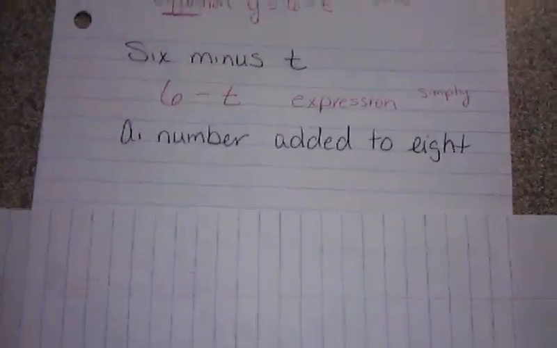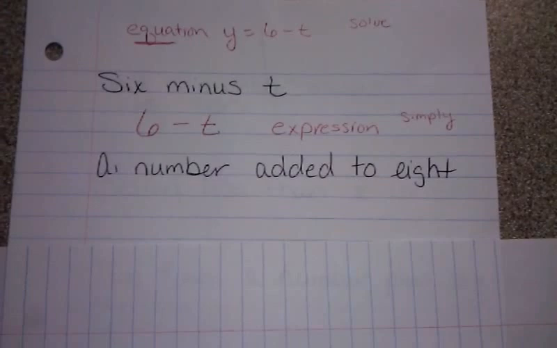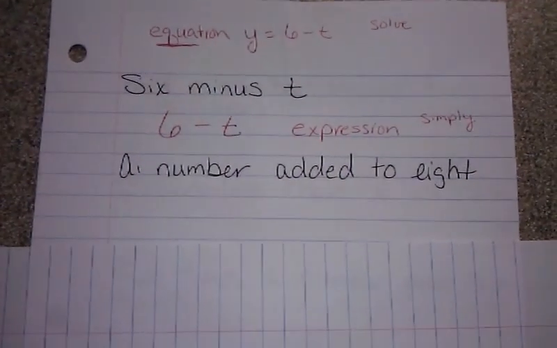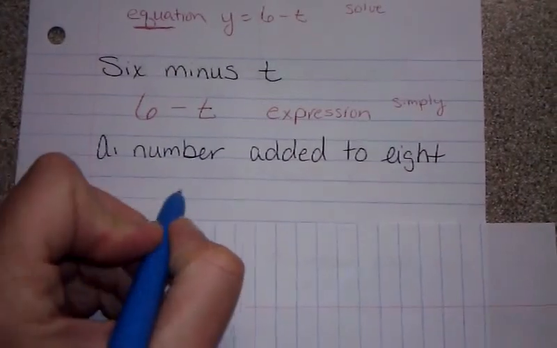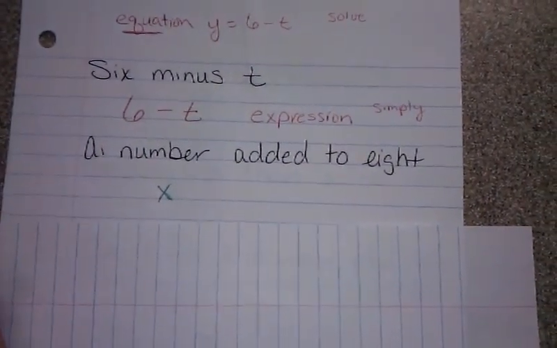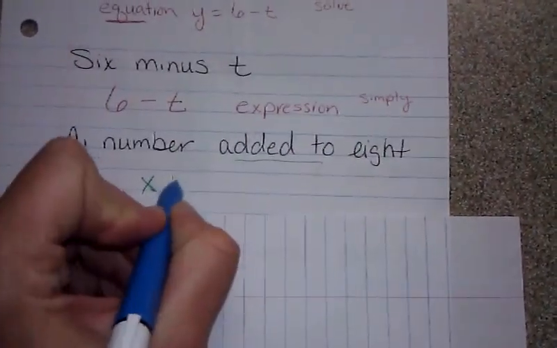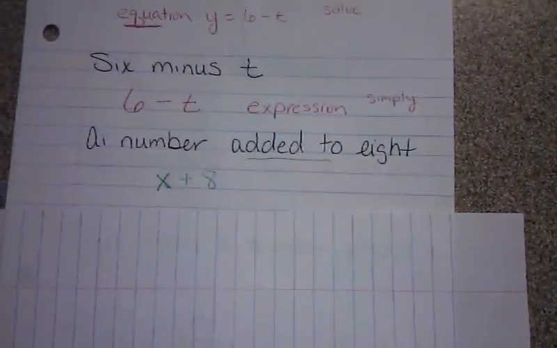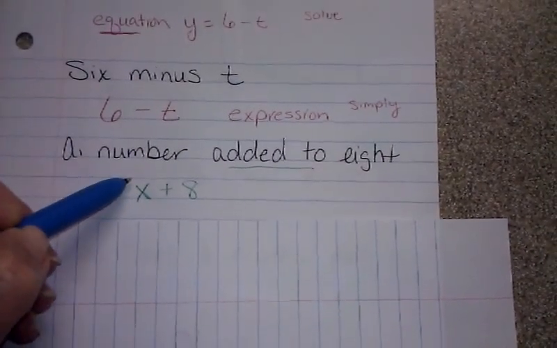The next one, let's see if I can get the paper to stop moving. Okay, pause the video and try and do this next one. It says a number added to 8. Okay, a number. So anytime when it says a number, you can use any variable. I'll use x. You could use n, r, t, it doesn't matter. Added to, this right here tells me plus 8. We have another expression. So again, this variable, it can be any letter, it doesn't matter what it is.